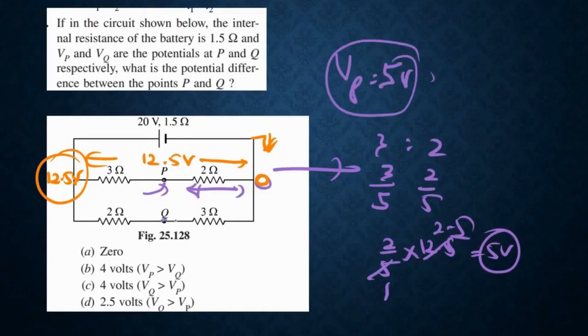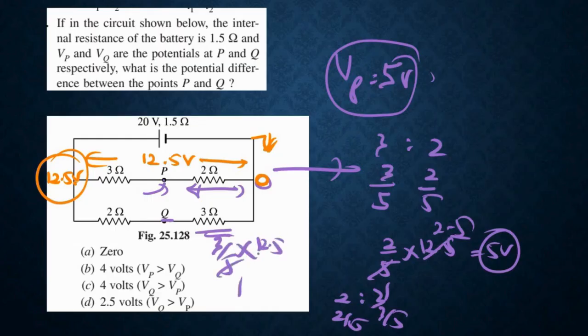Again for VQ, the same method, 2:3 ratio. Now again 2 over 5 and 3 over 5. Now we need 3 over 5, again multiplied by 12.5. I'm getting 2.5 times 3, so that becomes 7.5 volt. So the potential here becomes 7.5 and here 5 volt. So VQ is greater. And the potential difference is 7.5 minus 5, which is 2.5.